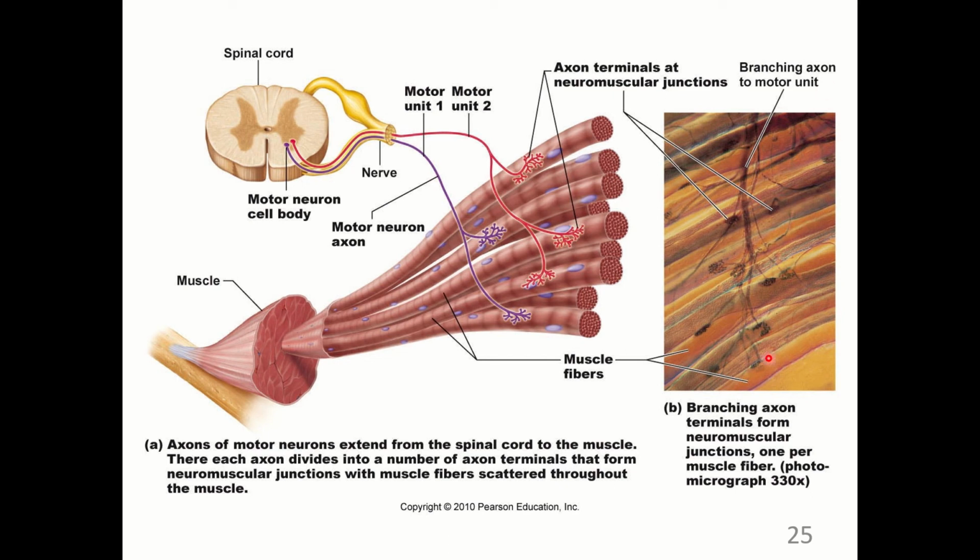This micrograph shows branching axon terminals forming neuromuscular junctions, one per muscle fiber. So this particular motor neuron is connecting to 1, 2, 3, 4, 5, 6, 7, 8, 9, 10, 11 muscle fibers that we can see. So when that motor neuron excites these muscle fibers, they will all contract at one time. What an efficient system.